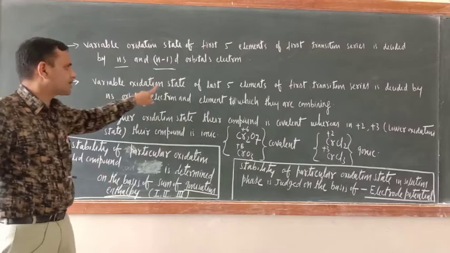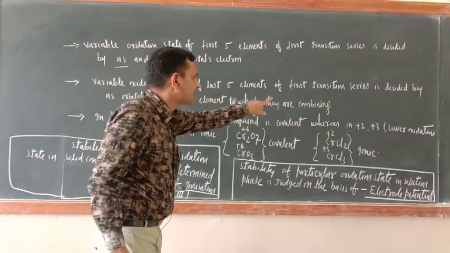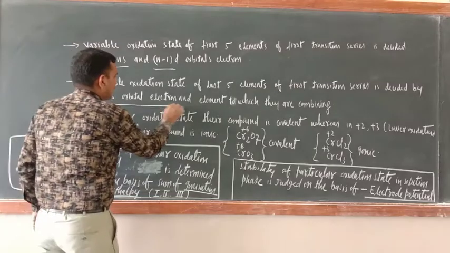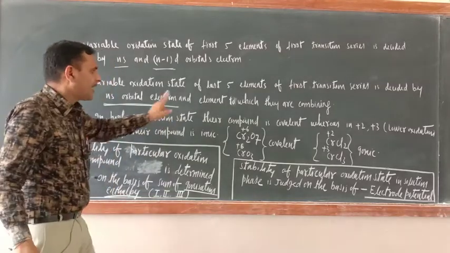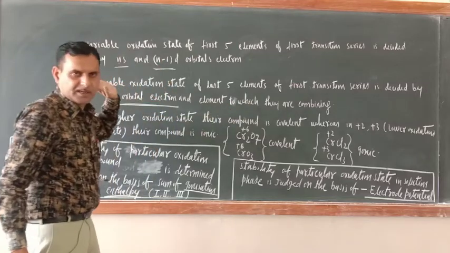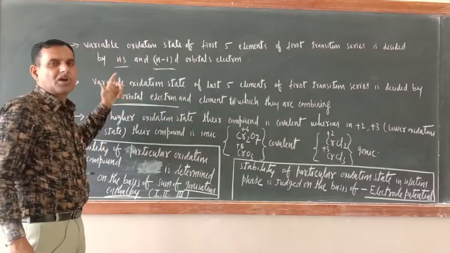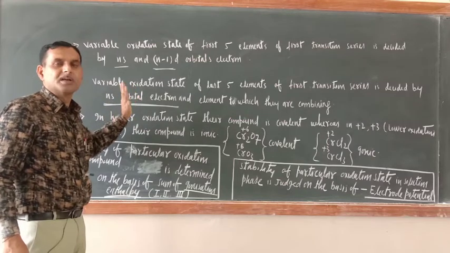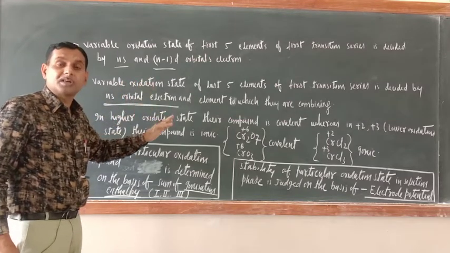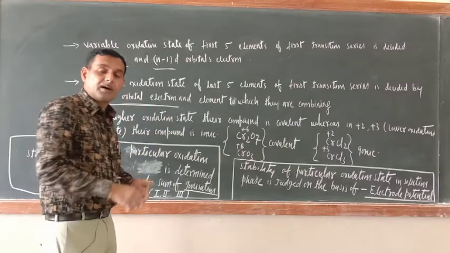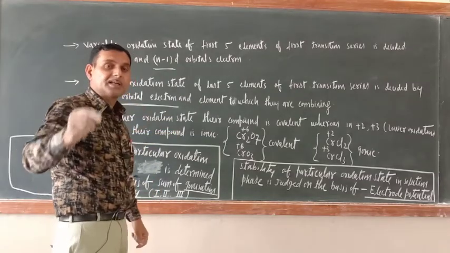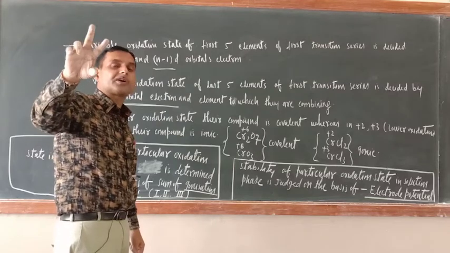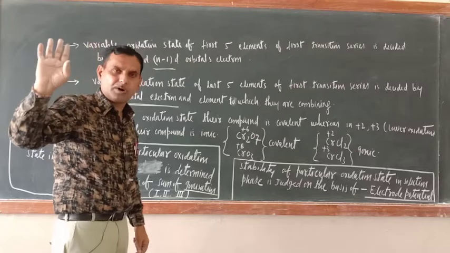So the variable oxidation state of the last 5 elements of the first transition series is decided by ns orbital electrons only, and the element to which they are combining. Their variable oxidation state depends only on ns orbital electrons, not n-1 d, because after manganese, you might have seen that the pairing of d orbital starts. So those electrons will not take part in the bond formation.